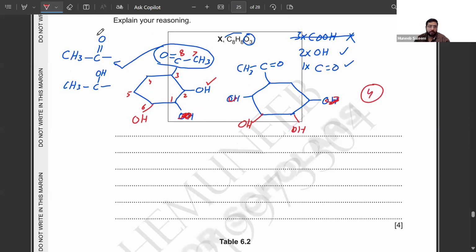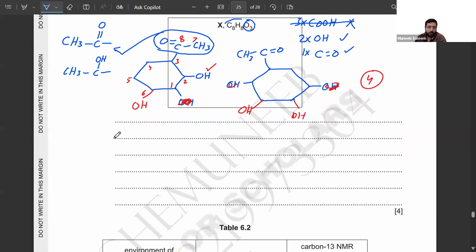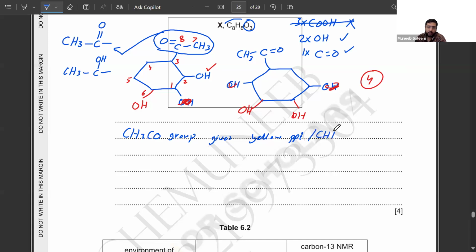Now you have to explain the reasoning. First, we will say that the methyl ketone or CH3CO group gives yellow PPT, or you can write CHI3. This is a triiodoform compound with alkaline I2.